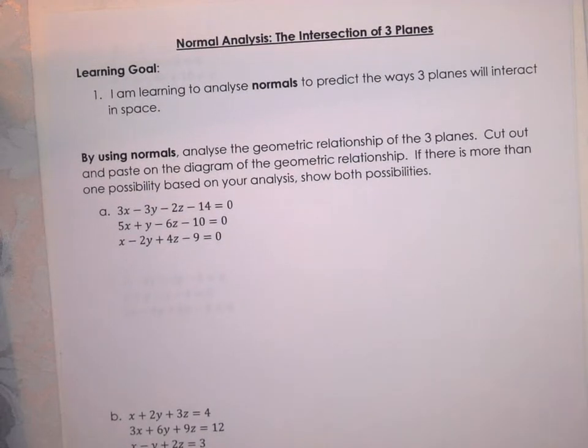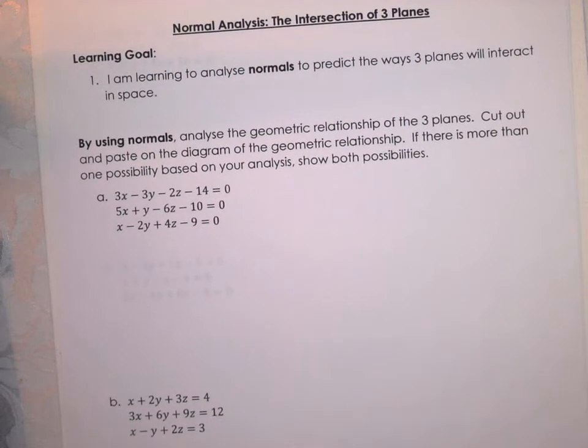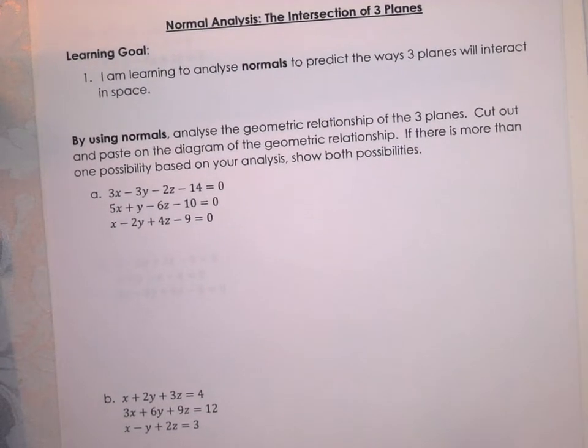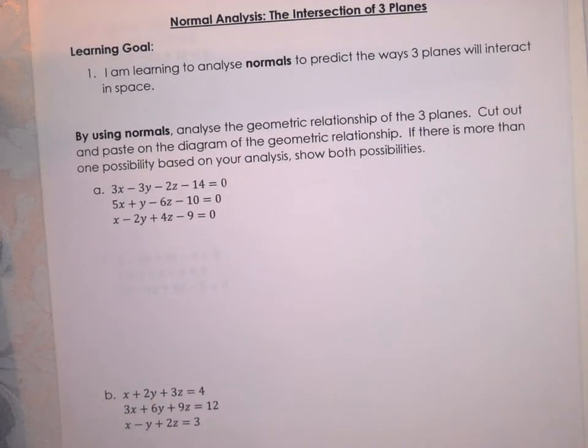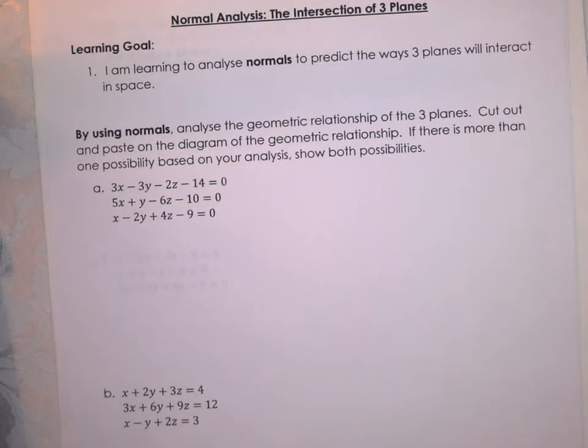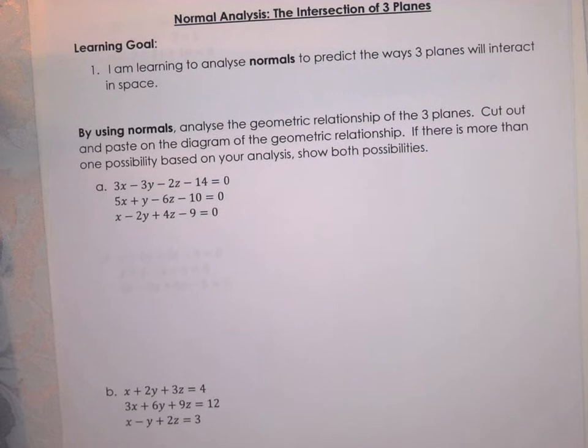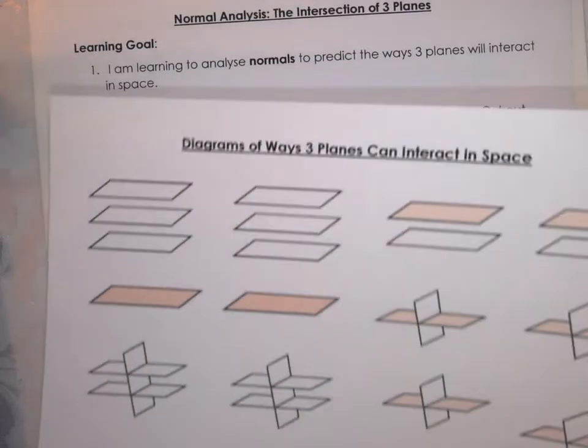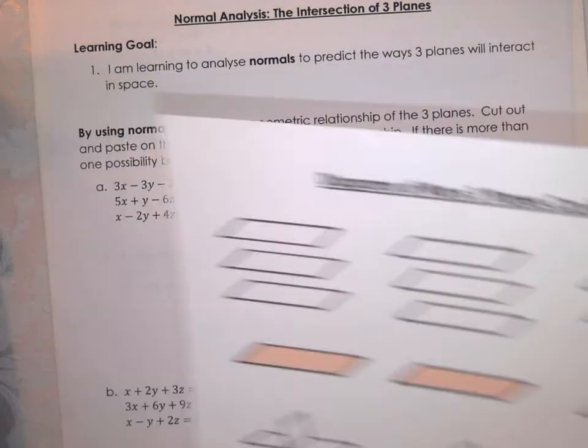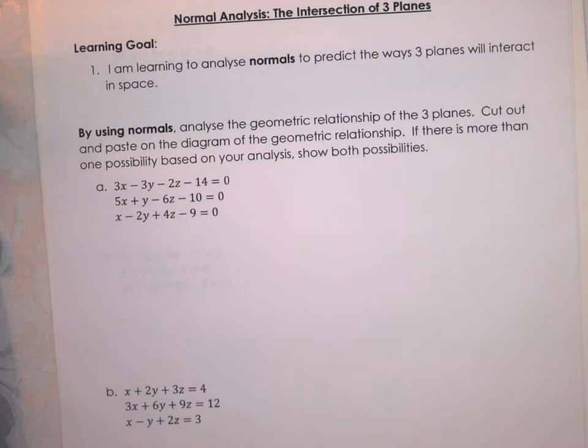We're looking at the intersection of three planes, and all we're going to do here is analyze the normals to predict the ways three planes will interact in space. By using normals, we're going to analyze the geometric relationships of the three planes, and then we're going to use this sheet and figure out which picture our normal analysis leads us to.